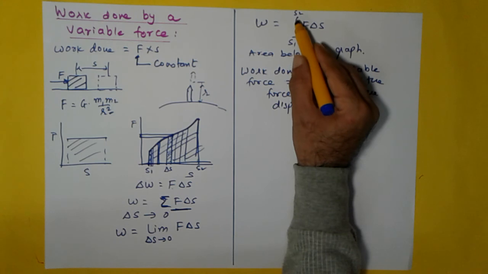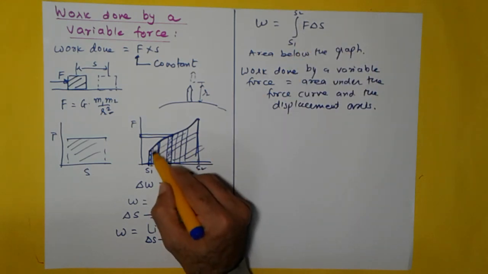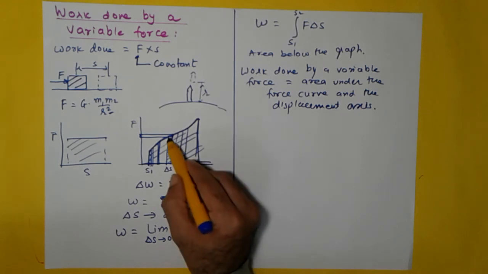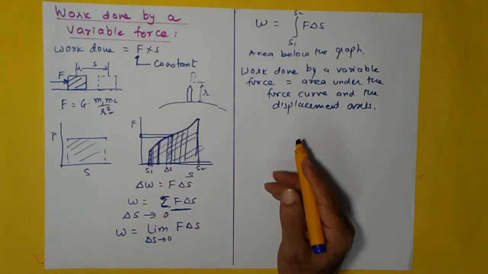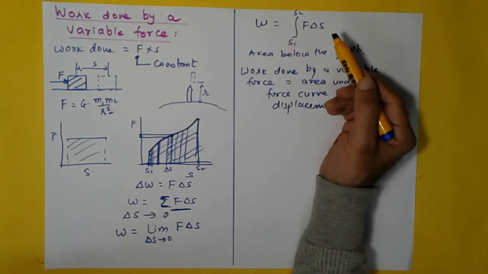We use calculus, we use integration, so that we get the summation, the addition of extremely small thin strips, and for each and every strip the force is nearly constant. When we add these small strips, we get the work done. Thank you.